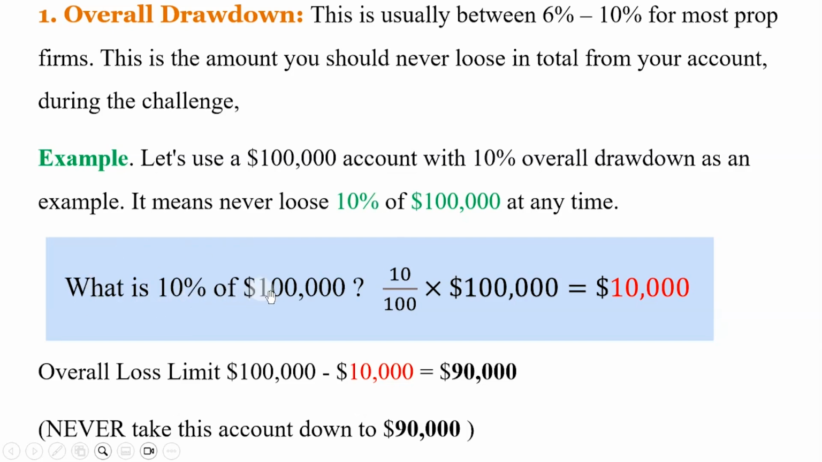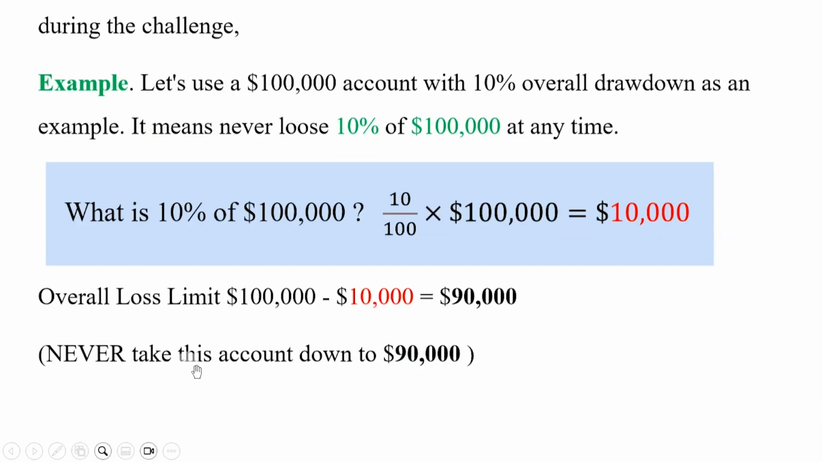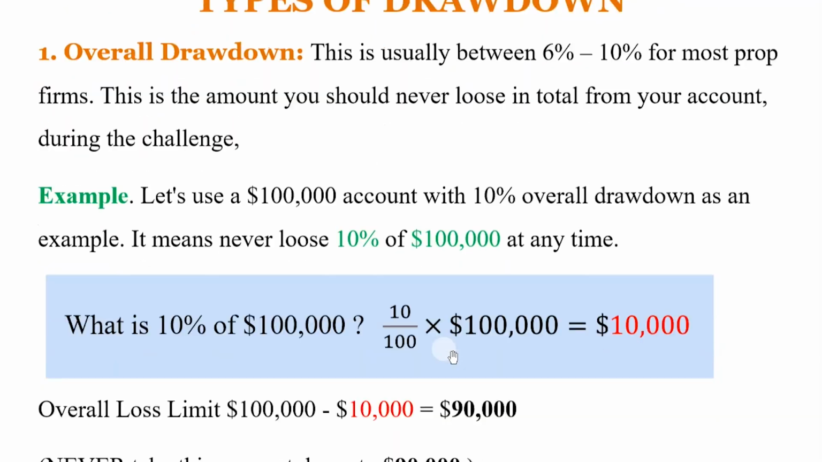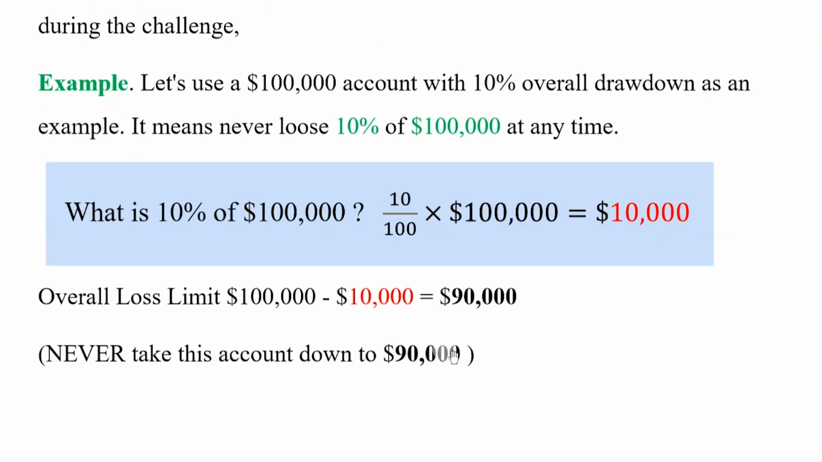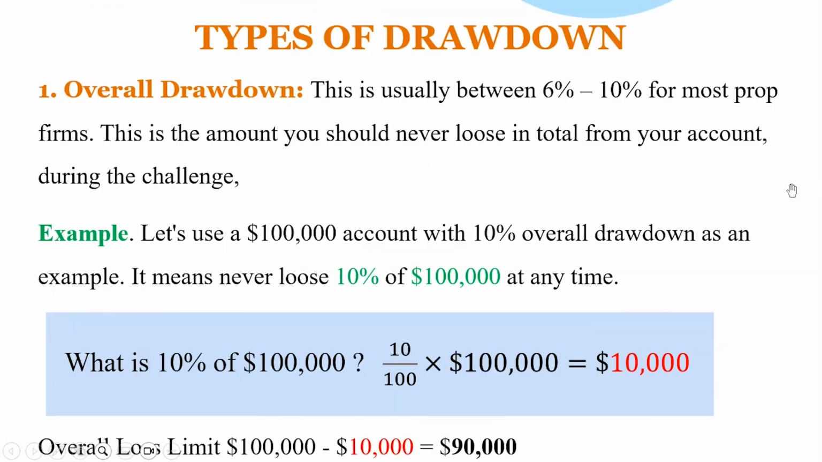So what is 10% of 100,000? That will give you 10,000. So overall loss limit should be $100,000 minus $10,000, which is $90,000. So what it means is never take this account down to $90,000. If you take this $100,000 account down to $90,000, you have breached that challenge, and the overall drawdown was used to measure your limit. Now let's check the second drawdown.